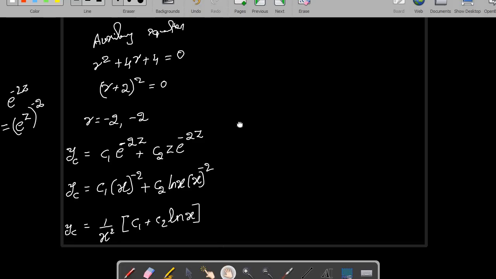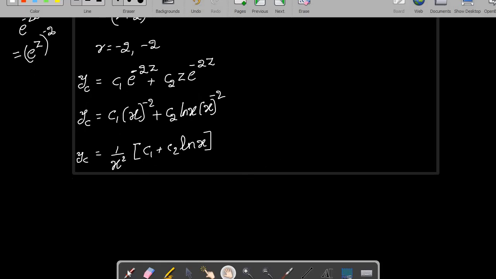Now we can actually see that this 1 by x square, ln x by x square, these are solutions of the homogeneous equation, right? What is that homogeneous equation?